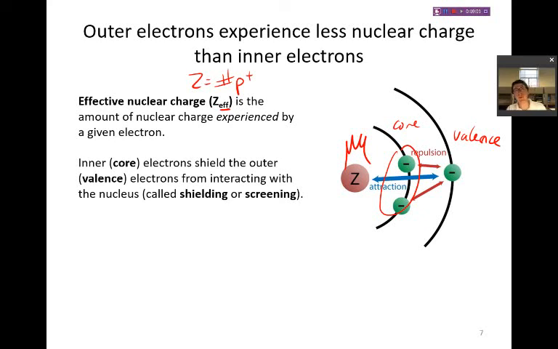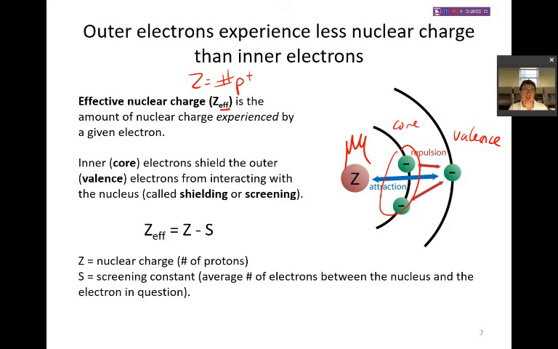And so we can approximate the effective nuclear charge by looking at the total number of protons and what we call the screening constant. And this is approximately the number of electrons between the nucleus and the electron in question. The effective nuclear charge being different for a given electron is the reason why the energy levels within the same shell split. We'll take a look at this graphically in just a moment.